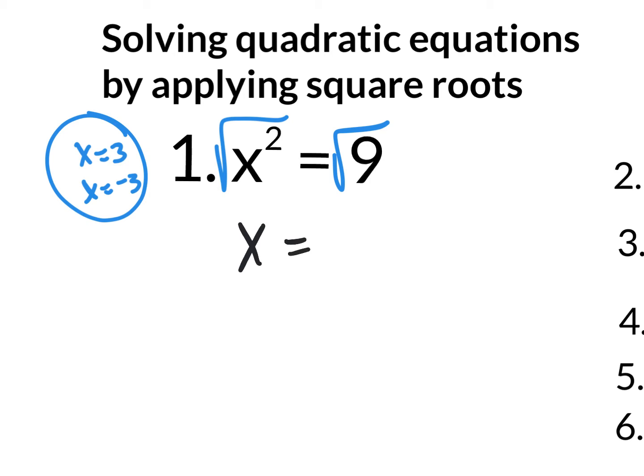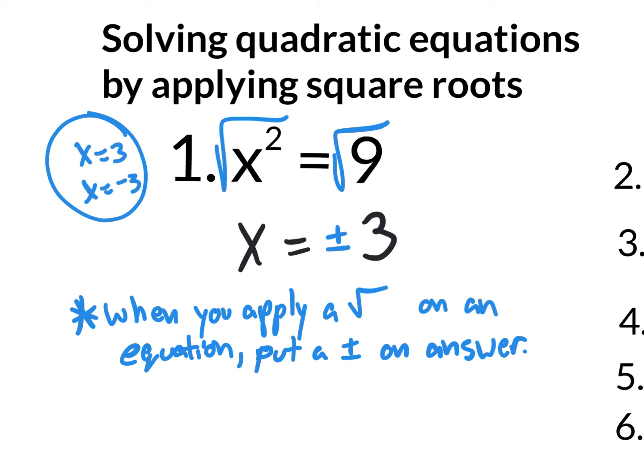Now, what is the square root of 9? The answer is 3. However, we must remember this very, very important fact. Whenever you apply a square root in an equation to solve for x, or to get rid of the square on an x, you must put a plus or minus in front of your answer. That's something you need to remember always. There it is. When you apply a square root on an equation, put a plus or minus on your answer, okay? That's a detail you have to remember.